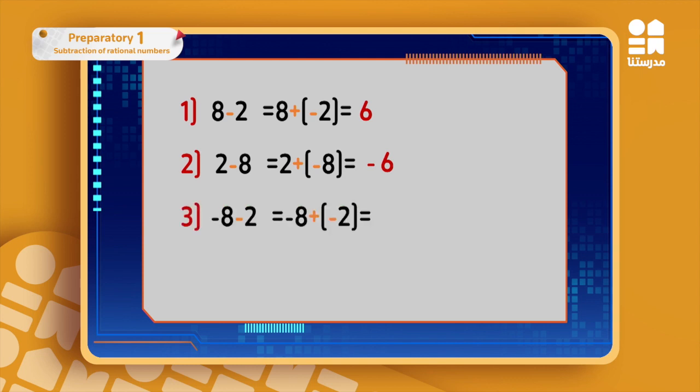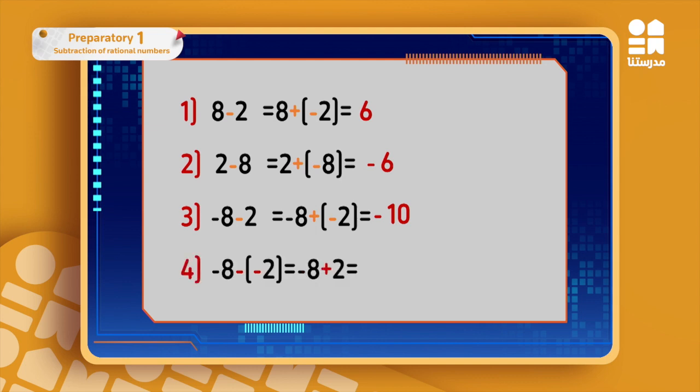The third one, negative 8 minus 2. Negative 8 as it is, and the second one minus 2, I wrote it as plus negative 2. So here we have same sign, negative 8 and negative 2. Do you remember? Same, same add. So I'm going to put the same sign and then add 8 plus 2, which is 10. So the answer is negative 10.